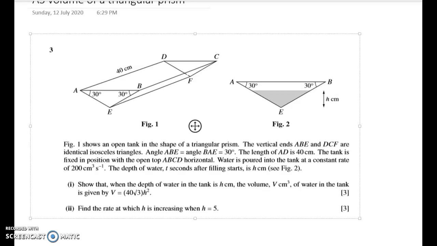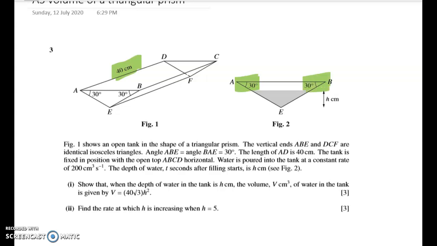Okay, so figure 1 shows us an open tank in the shape of a triangular prism, and we can see it's 40 centimeters long. The vertical ends are identical isosceles triangles, and we've got this angle here is 30 degrees. And the tank is fixed in position with the open top being horizontal. Water is poured into the tank at a constant rate of this. So this is dV by dt.